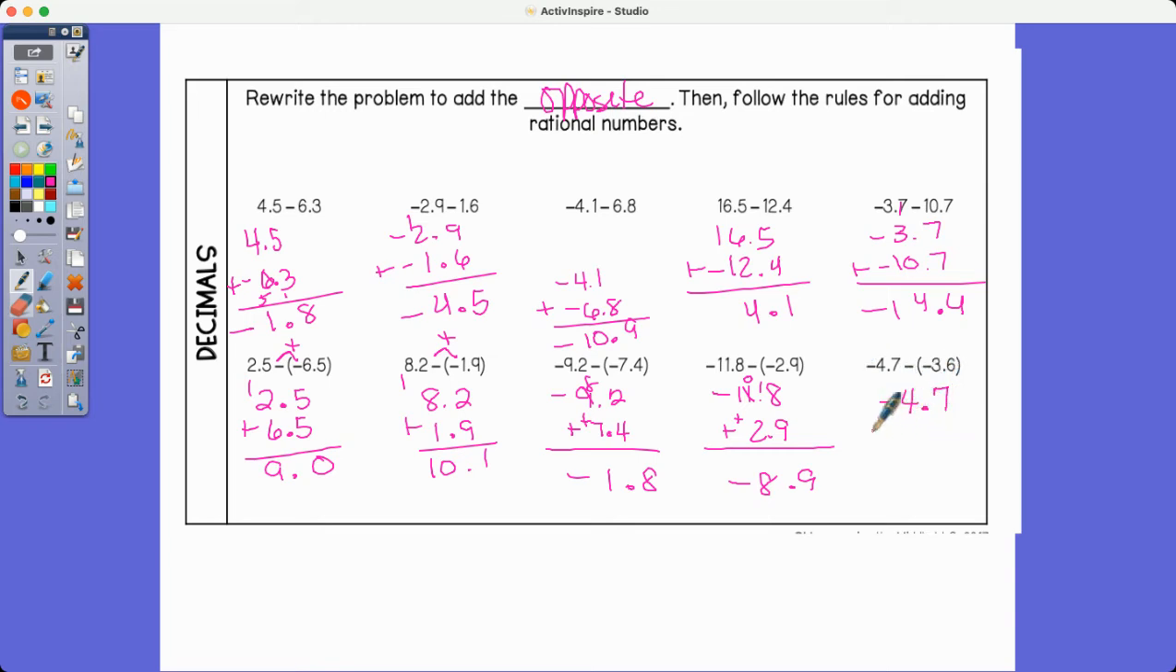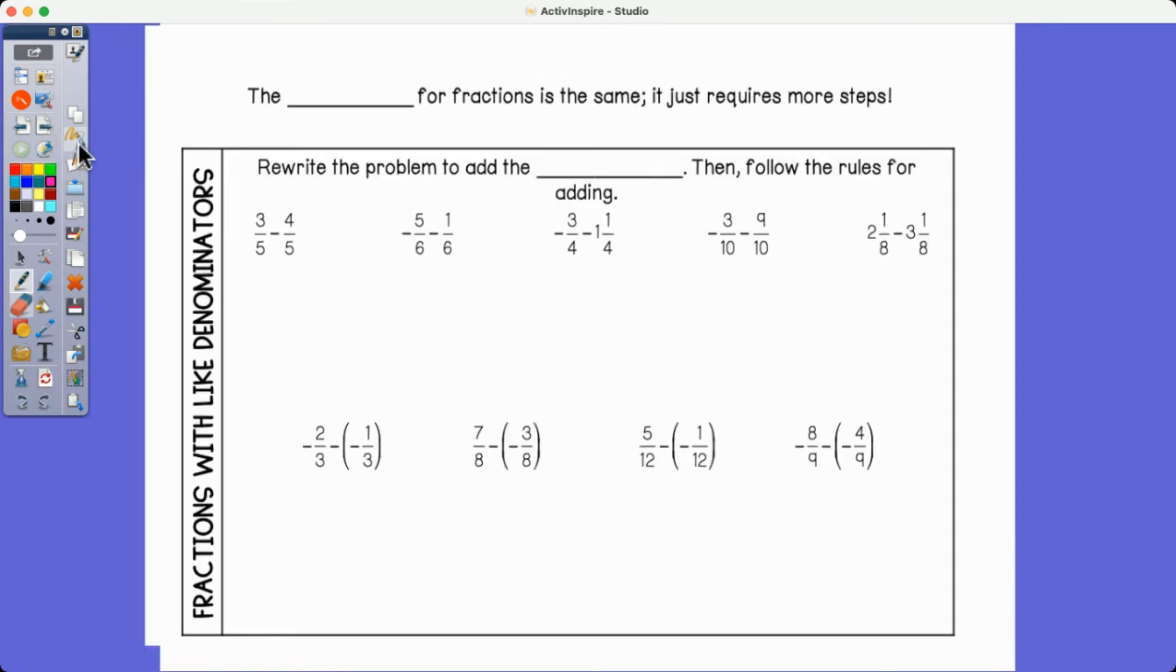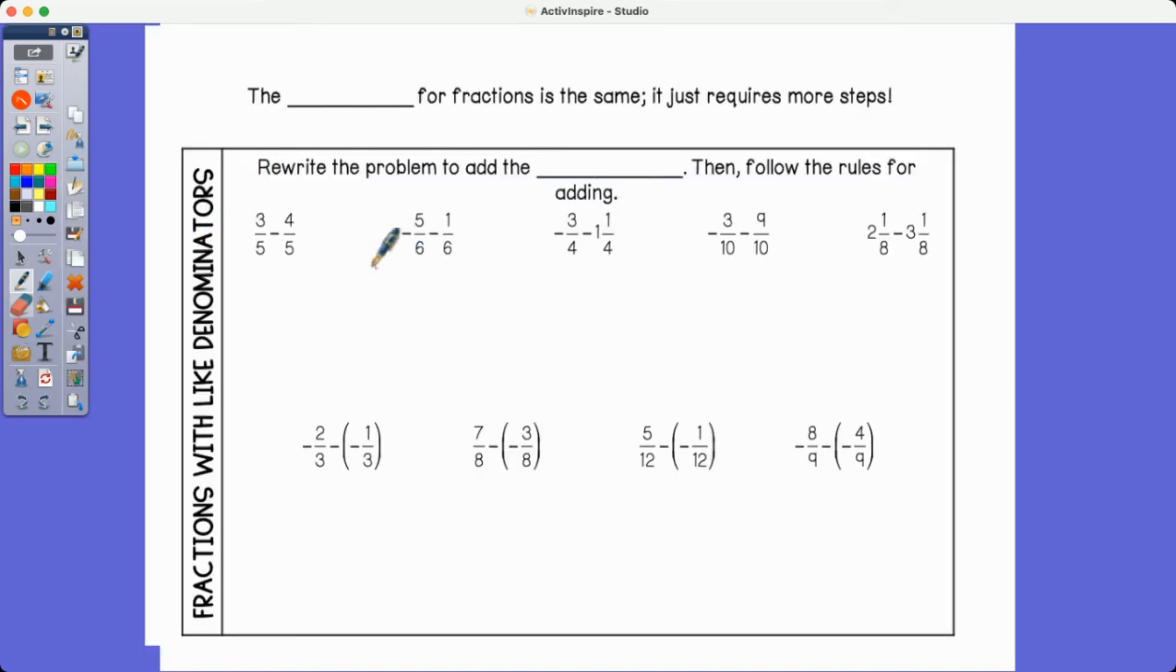Negative 4/7 plus a positive 3.6, opposite signs, so we're going to subtract, and the bigger absolute value is the negative. Okay. These rules are the exact same rules we have been doing. Fractions. The process for fractions is the same. Sorry guys, the process for fractions is the same. It just requires more steps.